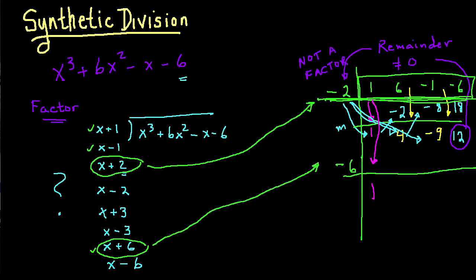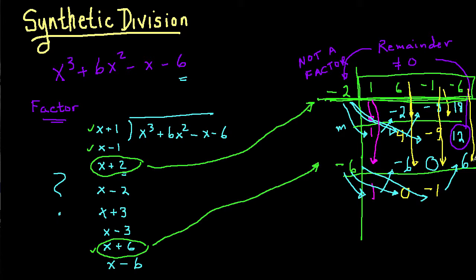And step 2 is multiply. So minus 6 times 1 is minus 6. Minus 6 times minus 1 is 6. And then the last thing we're going to do is add. So minus 6 and 6 is 0. Awesome. That's a remainder of 0. So let's go over here and say remainder equals 0. So this is a factor.